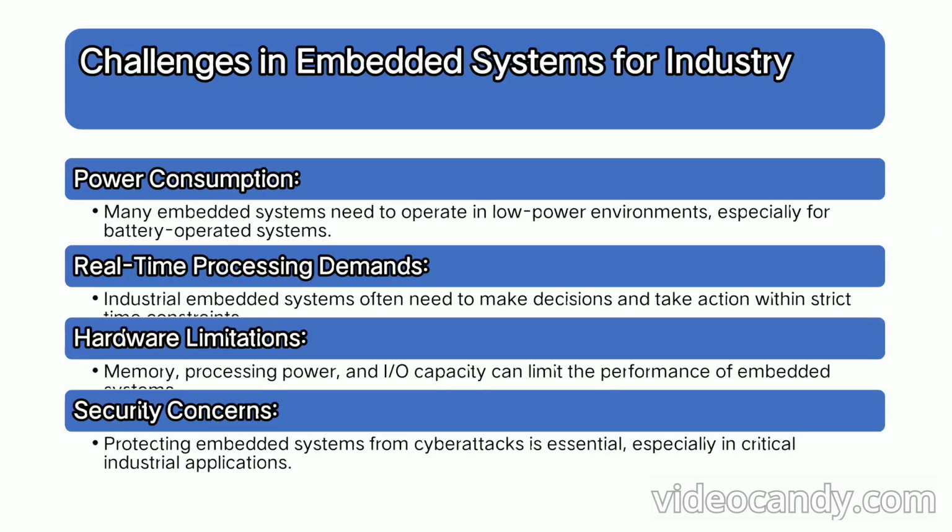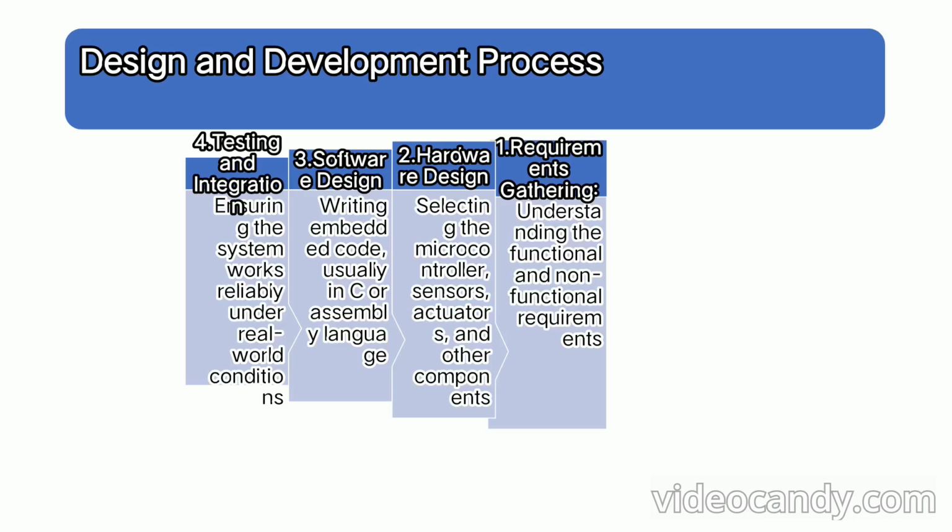Challenges in embedded systems for industry. Power consumption: many embedded systems need to operate in low-power environments, especially battery-operated systems. Real-time processing demands: industrial embedded systems often need to make decisions and take actions within strict time constraints. Hardware limitations: memory, processor, and input-output capacity can limit the performance of embedded systems. Security constraints: protecting embedded systems from cyber attacks is essential in critical industry applications.